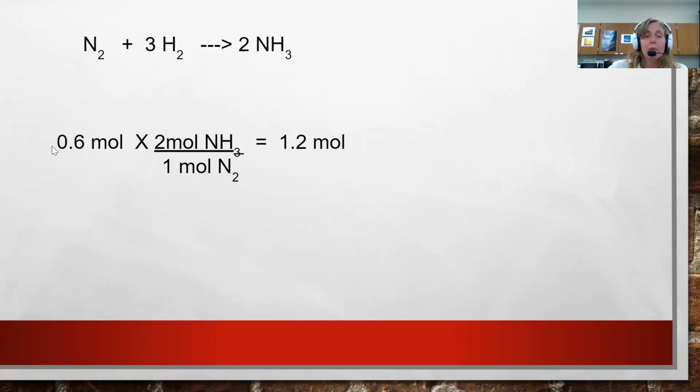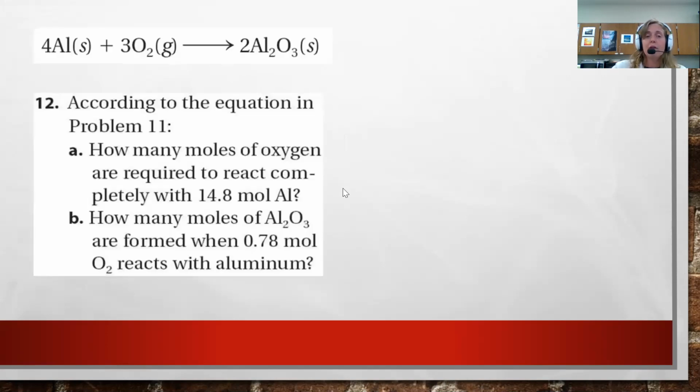So I'm going to start my problem out with 0.6 moles of my N2. And I'm going to multiply that by my mole ratio. How do I figure out the mole ratio? It's always the X over the given in the balanced equation. It's what I don't know over what I do know. So I don't know ammonia, so I'm going to put 2 moles of NH3 on top. And I do know the number of moles of nitrogen, so that's what goes on the bottom. So now I'm going to take this 0.6 and multiply it by the fraction to get 1.2 moles of ammonia.